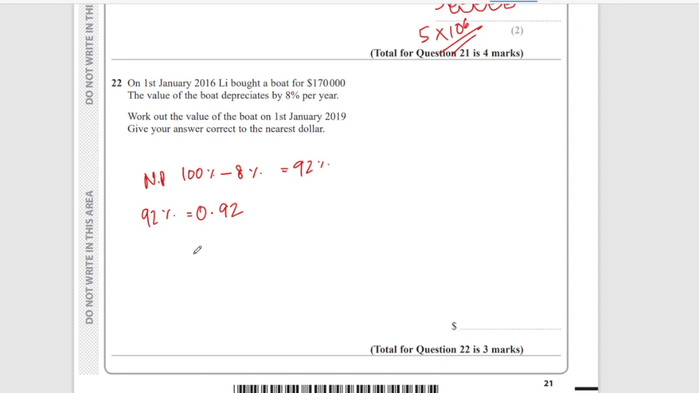So it's a compound. Depreciation will be like compound. So the formula is 170,000, because they're looking for the value on 1st January 2019 after 3 years. So it's 170,000 times 0.92 to the power of 3. The answer will be 132,376.96, which will be rounded to $132,377. After 3 years, this will be the value of the boat.